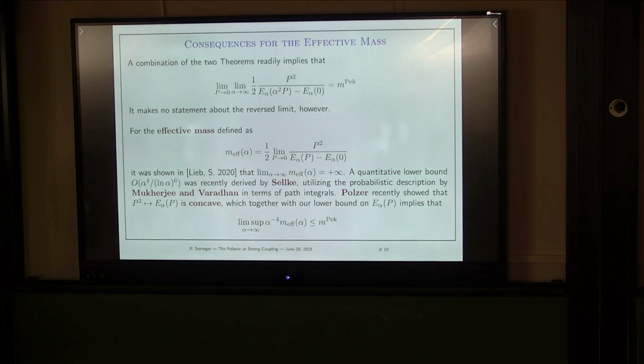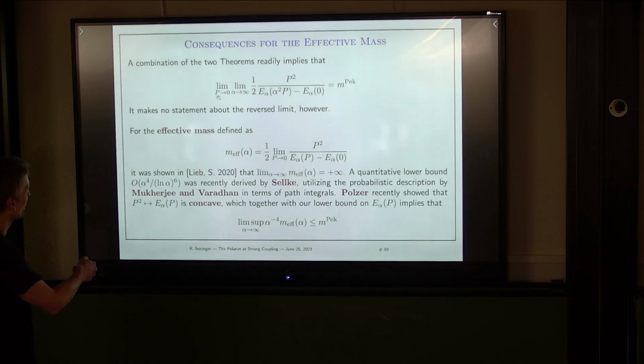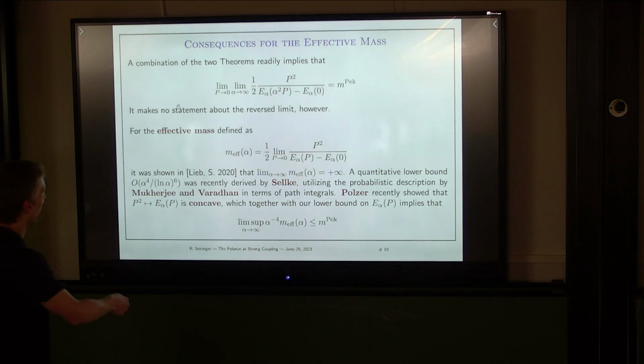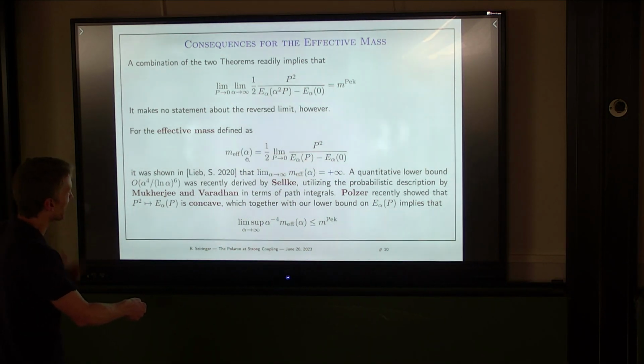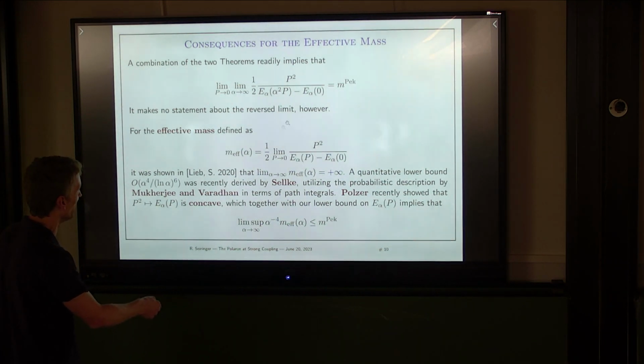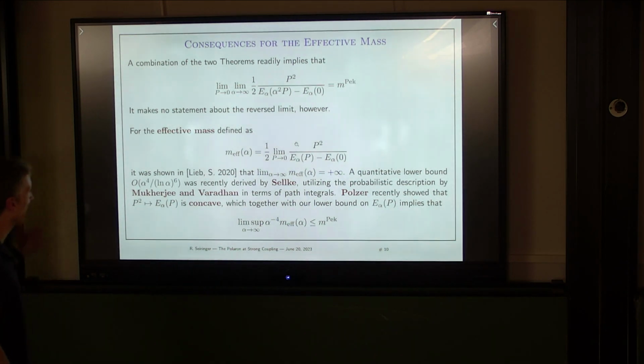Right? So to define the effective mass, usually one would like to reverse these two limits. This would be the standard definition. You would just define the effective mass even for fixed alpha as the curvature around 0. So you would first take the limit p to 0 of this ratio, and then you would study the asymptotics of this for large alpha. So much less is known about this, but actually we can also make some deductions. Let me just briefly mention the work of recent years.